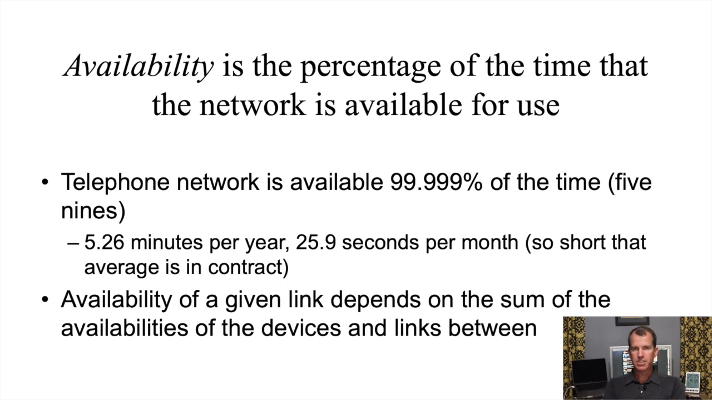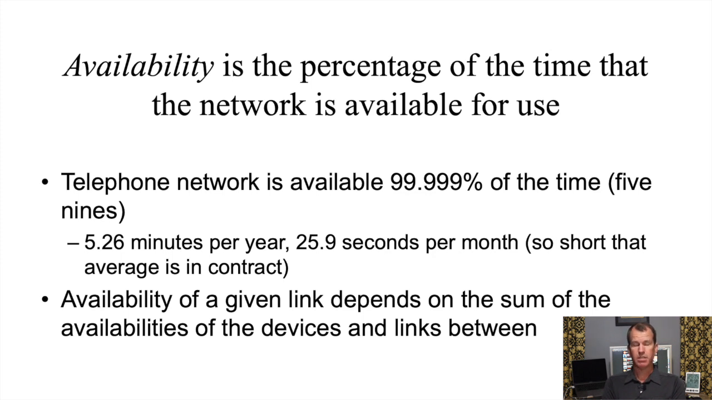Availability is the percentage of time that the networking link is available for use. Now, the gold standard on availability is the telephone network. So the old school phone call, beep boop, remember that one? That network runs at 99.999% availability. They call that 5 nines of availability. 99.999% of the time means in a year you have 5.26 minutes of downtime.